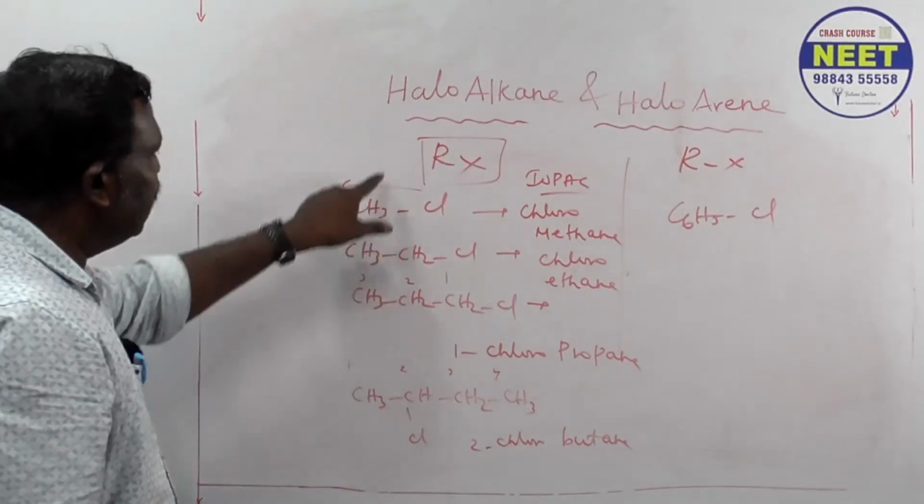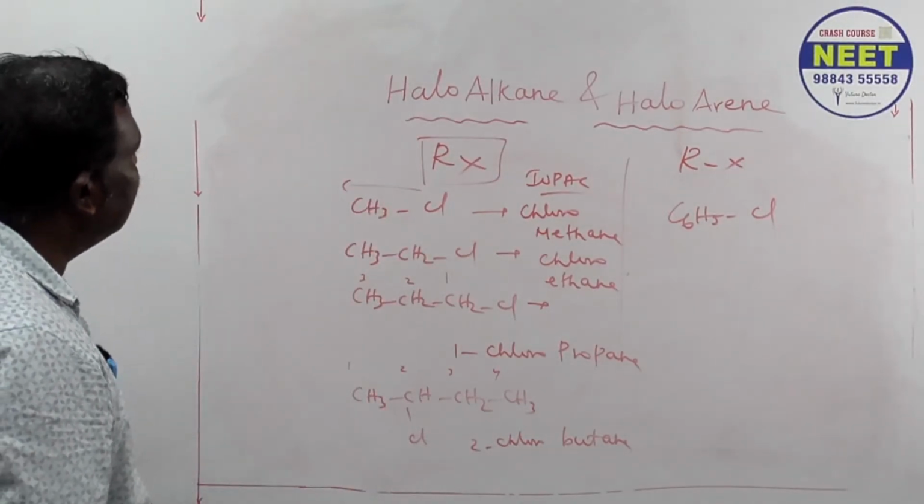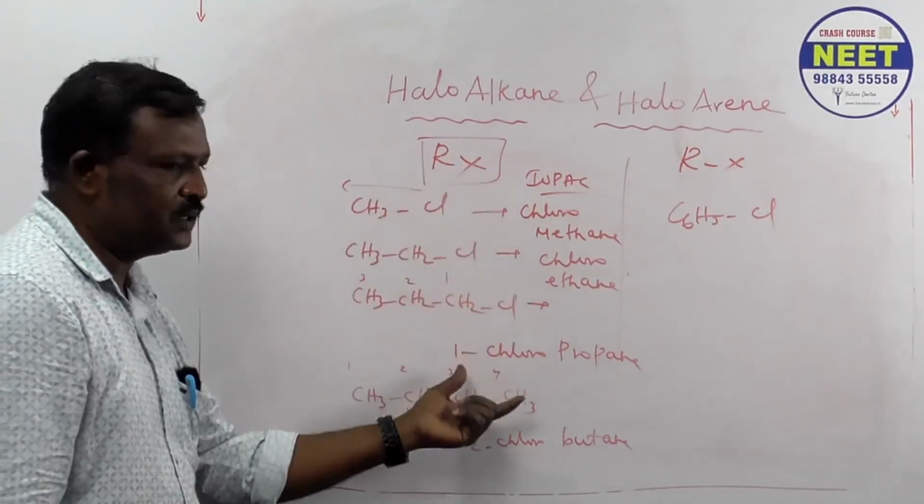So this is all okay. Just copy them one by one. First you put the heading haloalkane. Under haloalkane you copy all this.